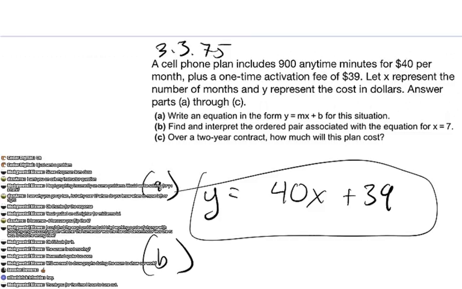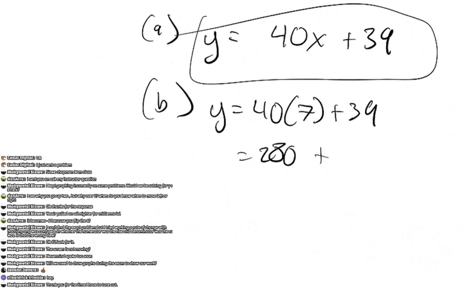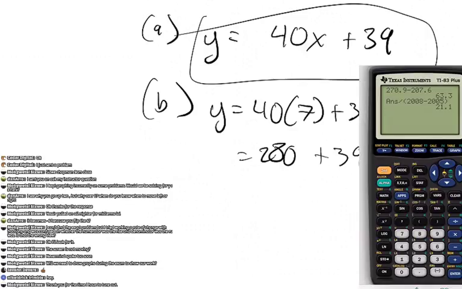So X is 7. Okay, so we'll just plug it in. Then Y is going to be 40 times 7 plus 39. So this is after 7 months. 7 times 4 is 280, so it's going to be 280 plus 39. 319, is that correct? Keep me honest. Dollars. So for 7 months, it'll cost them 319. Let me check this in my calculator. All right, so 40 times 7 plus 39 is 319.